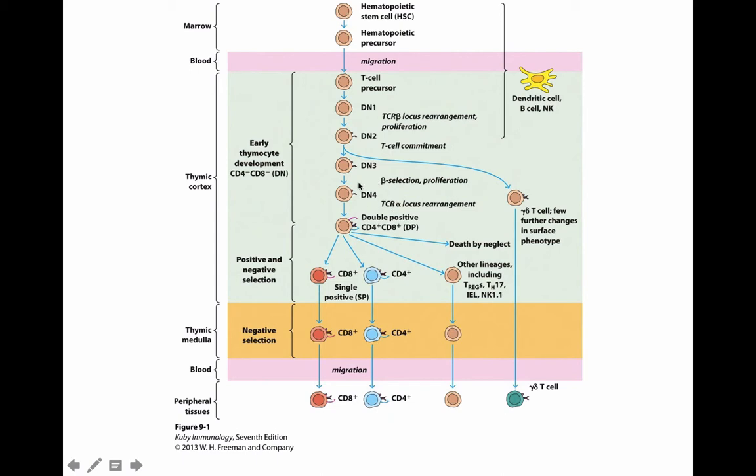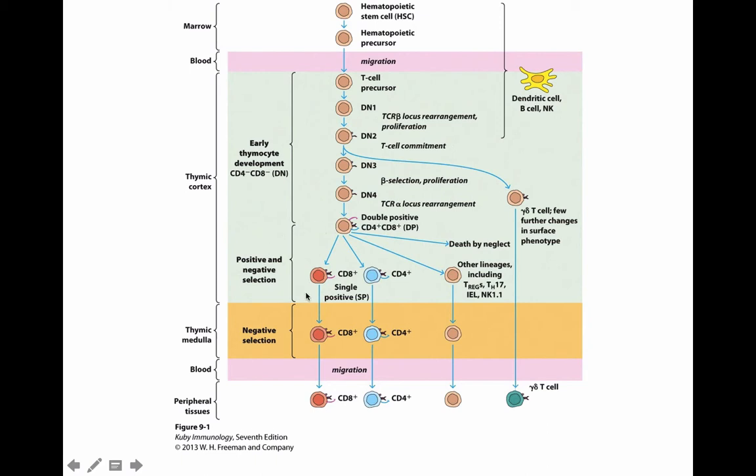Then you have double negative 4. This is right before they become positives. It's the TCR alpha locus. They're going to begin producing the T cell receptors, both for CD4 and CD8. And at that point, they become double positives. So they haven't decided what they want to do yet. This early development is going to be occurring within that thymic cortex. And then the positive and negative selection is only going to be occurring after you reach the double positive stage.